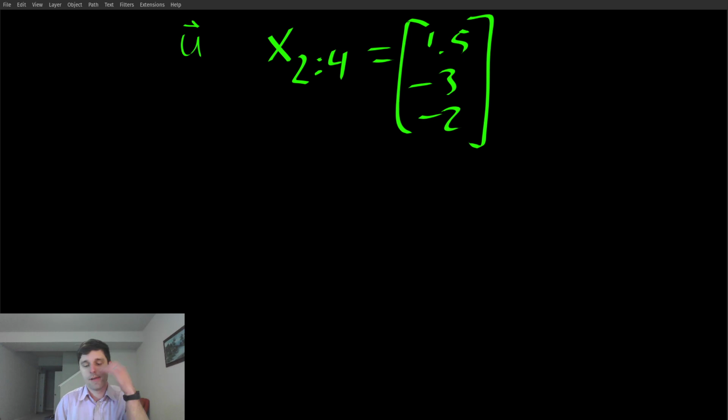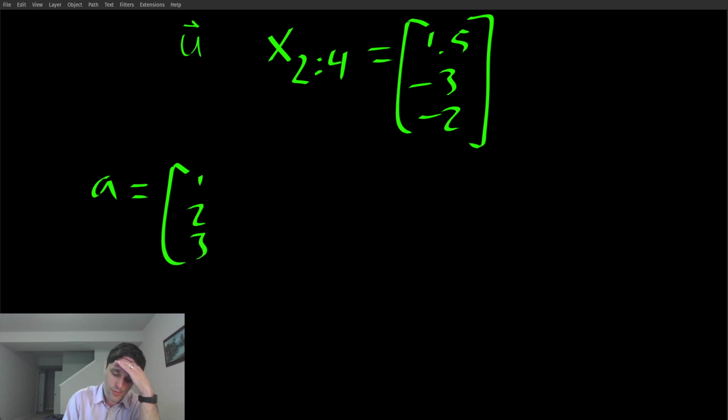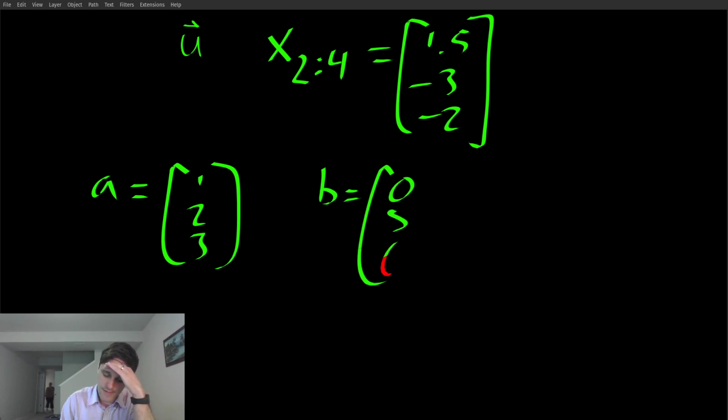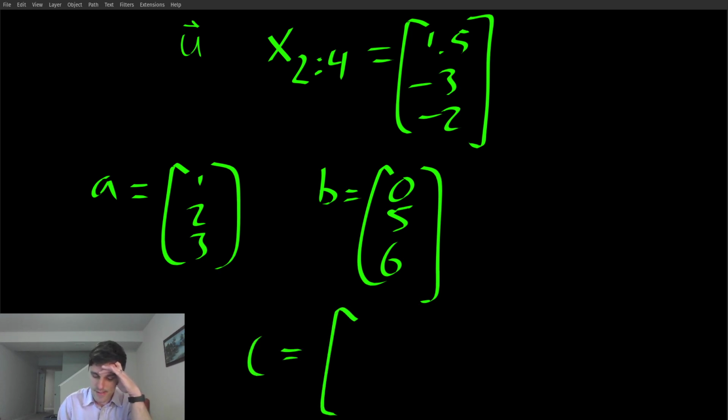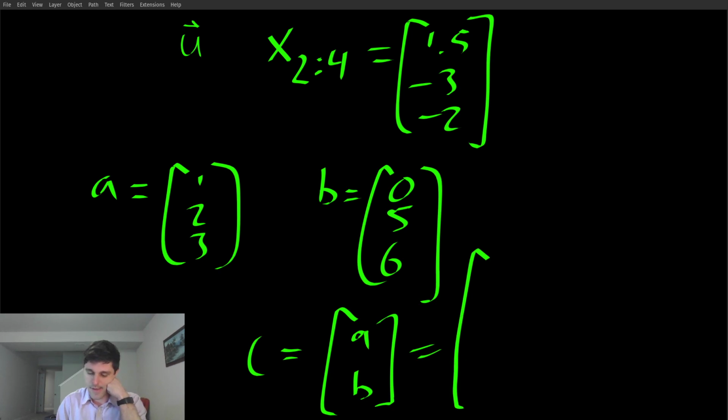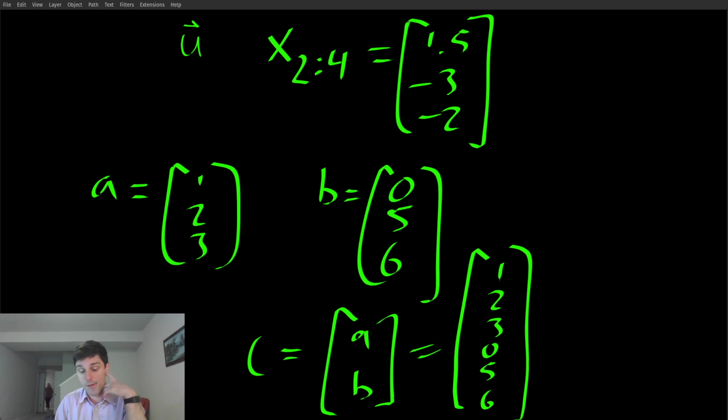And then you can also stack vectors. So, if I had some vector A that's 1, 2, 3, and I had some vector B that's 0, 5, 6, then maybe I make some vector C that is A and B stacked together. And again, this is just a notational thing. That vector is going to be 6 elements long, and it's going to be 1, 2, 3, 0, 5, 6. This is just making sure we're on the same page for all the notation.